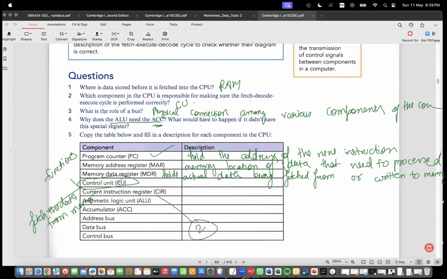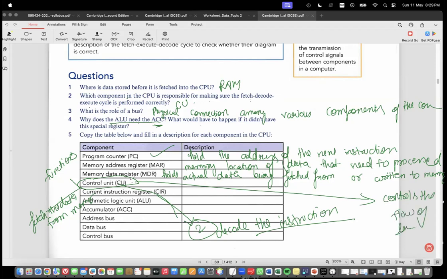Second function of control unit can be, it is used to decode the instruction, because the arithmetic logic unit cannot do anything on its own until the control unit explains what you need to do with this particular instruction, which is inside the CIR right now. And the third thing that control unit can do, it controls the flow of data.